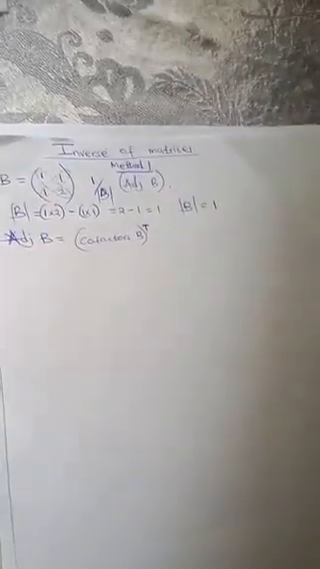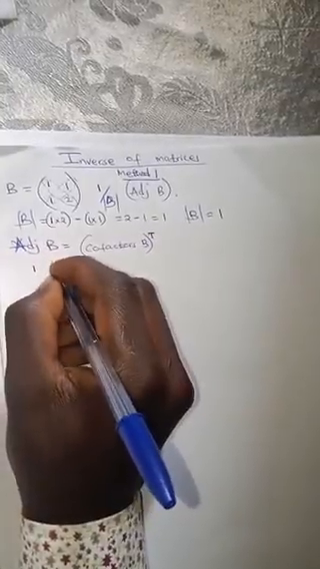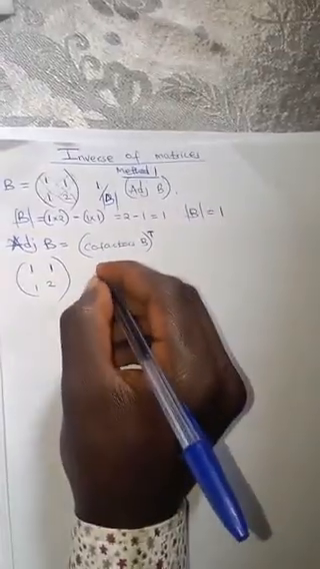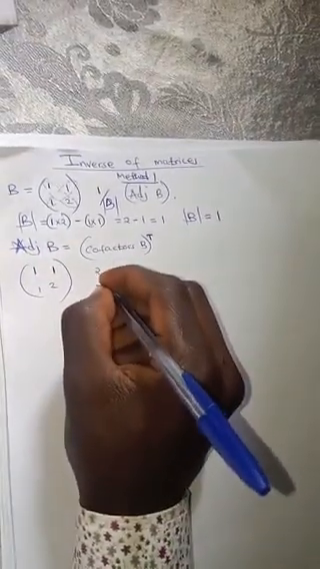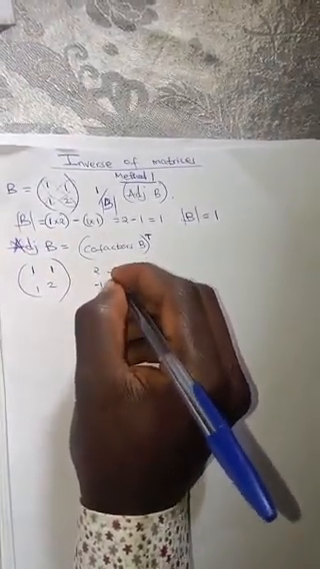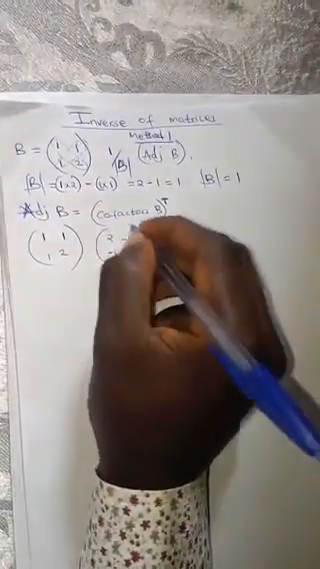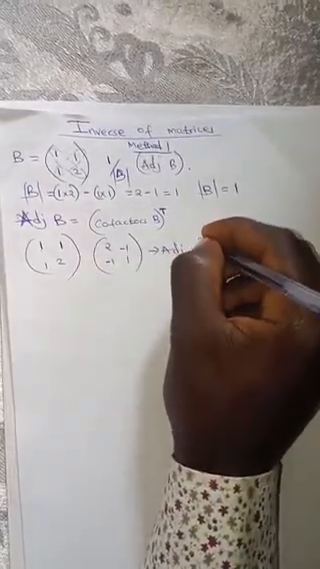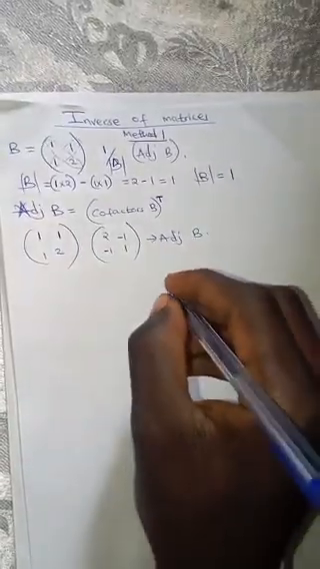we swap the elements on the leading diagonal. If our matrix B is 1, 1 and 1, 2, then we swap this and this. It gets to be 2 and 1. We interchange that one. Then this one and this one change the sign. So actually this is the adjoint. But remember, we are not told to find the adjoint. We are told to find the inverse of B.